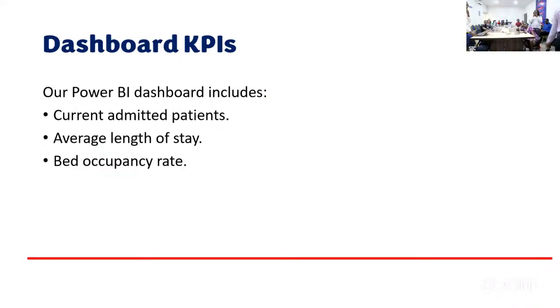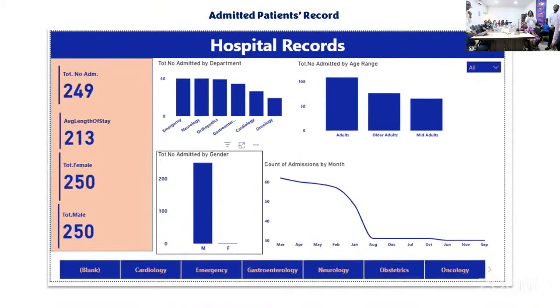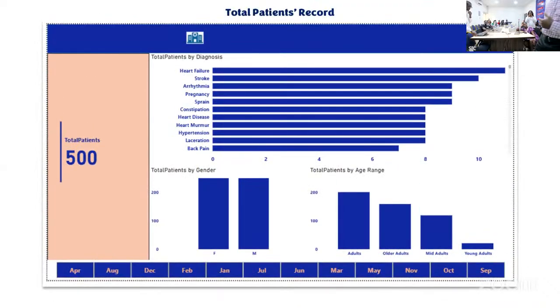Continue for my colleague. Our dashboards include the current admitted patients, average length of stay, and bed occupancy. So these are our dashboards with different information. So far, these are the major things we want to point out for us to understand.